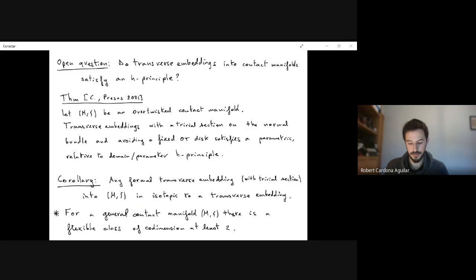And in general, if the contact manifold is not over-twisted, you can also find a flexible class, but it's much more restrictive. This formal condition is quite restrictive. However, this question of having a trivial section is not so restrictive. For instance, in codimension 1, it means being co-oriented, which is natural.